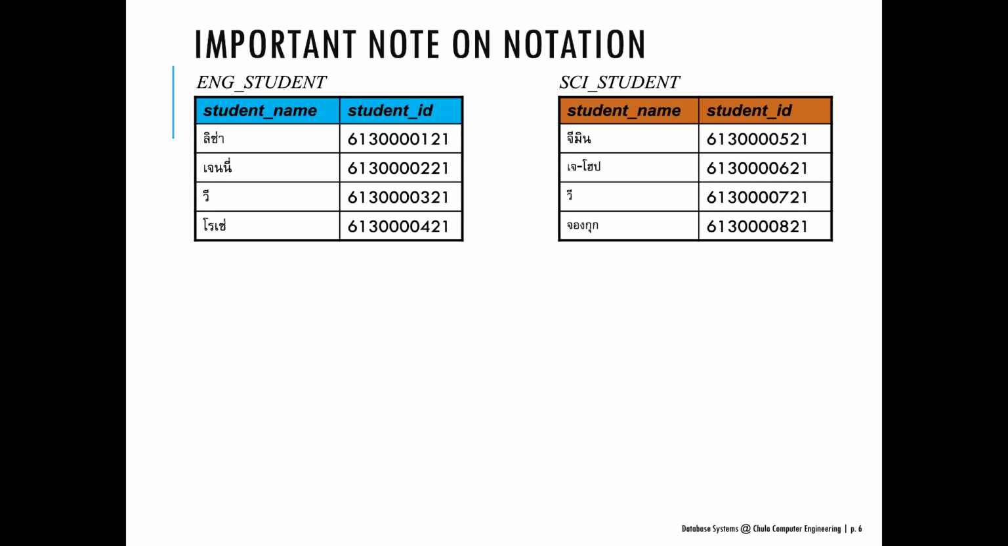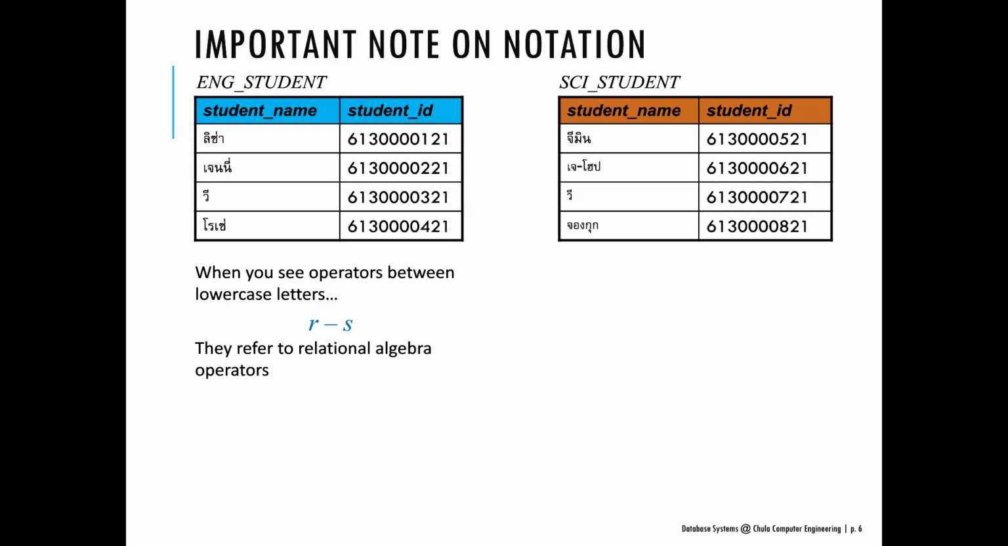So the important note on notation is that, look at the line there. If you operate between lowercase letters, so if I have R minus S and I write it in lowercase letters, then it refers to a relational algebra operator, meaning that you do r minus s on the data.